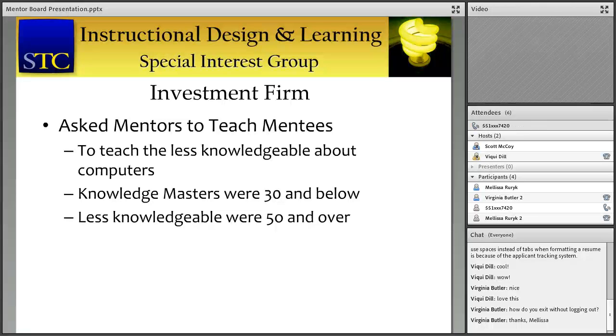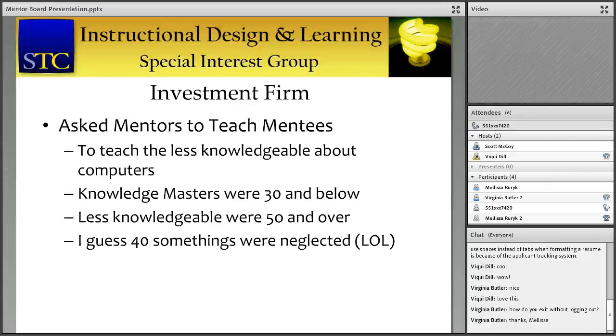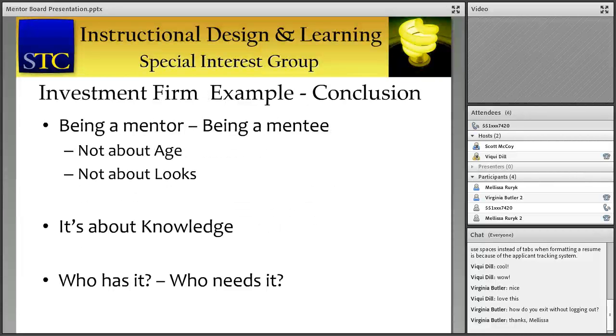Okay? So the first thing I thought about, though, was, what about the 40-somethings? Were they neglected? So maybe what happened was some 40-somethings had the knowledge and some didn't, so they would fit into whatever category. But the important thing here is that you don't have to be old to mentor. You can be any age and just have the knowledge. Okay? So as I mentioned, it's not about age, it's not about looks. It's about knowledge. Who has it, who needs it. Okay, are there any questions?